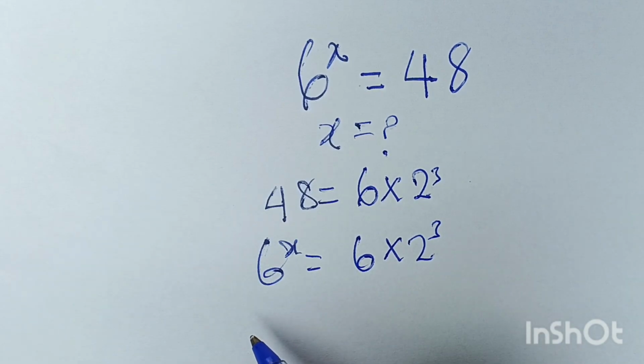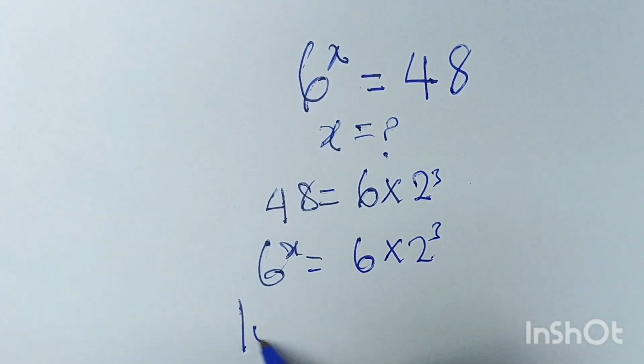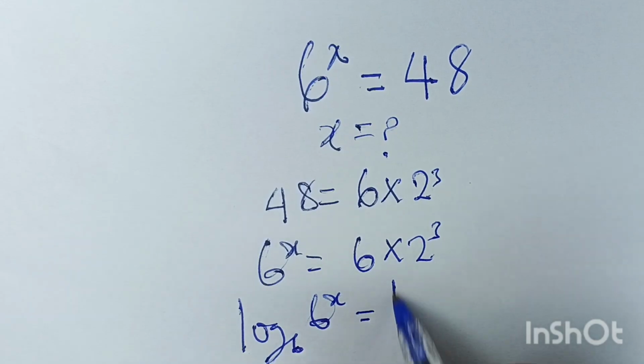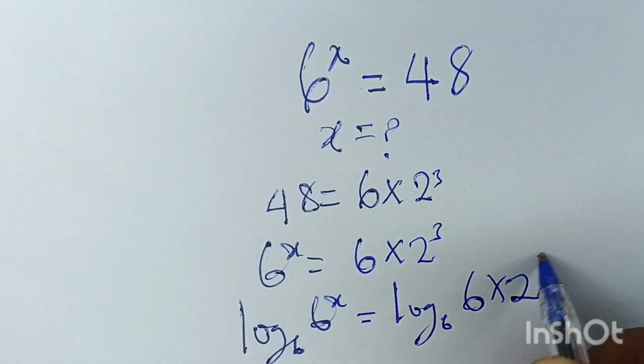Now moving on from here, let's take the logarithm to base 6 of both sides. And why are we taking the logarithm to base 6? Because 6 is the thing carrying the x. So we say logarithm to base 6 of 6 to the power x is equal to logarithm to base 6 of 6 times 2 to the power 3.